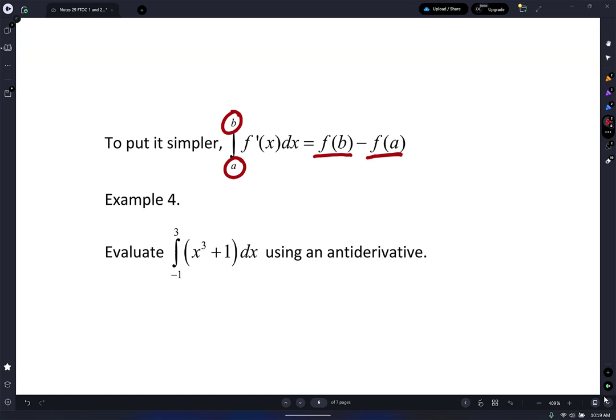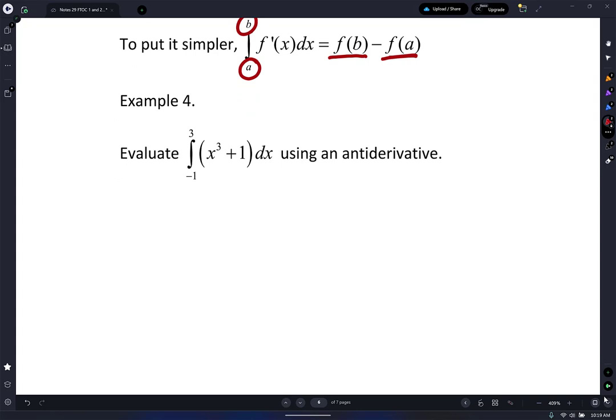Okay, we're going to go slow. Look, we're going to do our first one right now. We're going to go really slow. Ready? All right, here we go. Integral, negative 1 to 3 of x cubed plus 1, close it, dx, equals, I'm going to go really slow. What is the antiderivative of x to the cube?